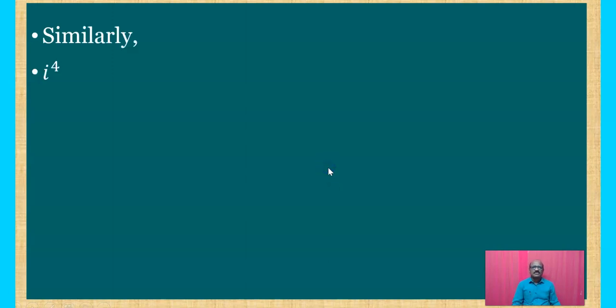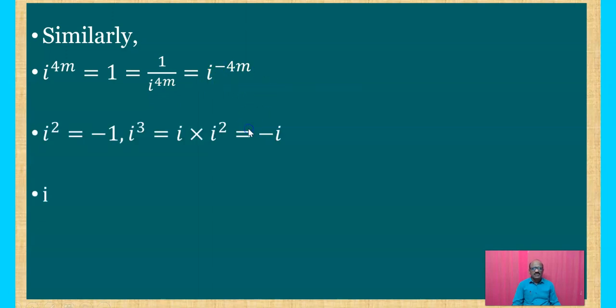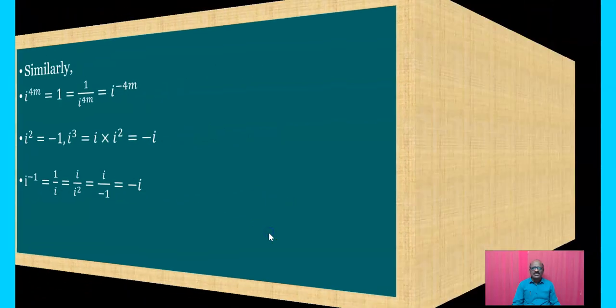Similarly, i raised to 4m is equal to 1, and that is equal to 1 upon i raised to 4m, and that is equal to i raised to minus 4m. i square is minus 1. i cube is i into i square. i square is minus 1. Minus 1 into i is minus i. i raised to minus 1 can be written as 1 upon i. Multiply numerator and denominator by i. 1 into i is i, i into i is i square. i square is minus 1, and overall you will get minus i.